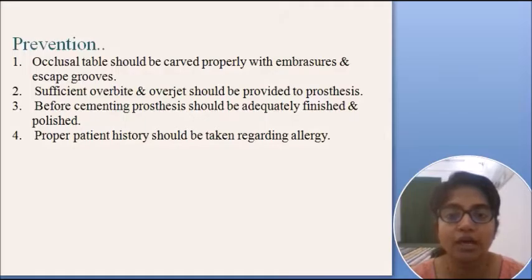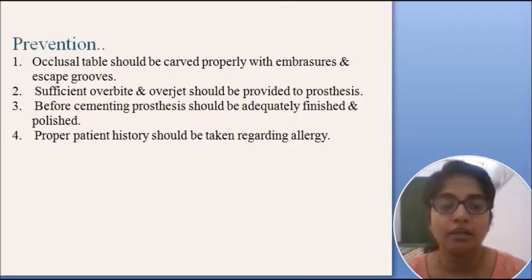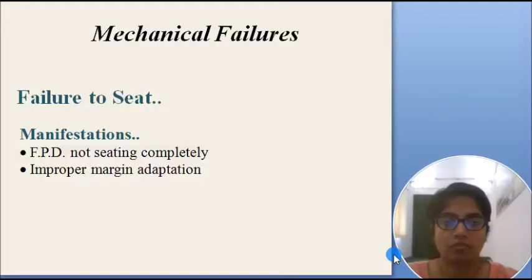Occlusal table should be carved properly with embrasures and escape grooves. Sufficient overbite and overjet should be provided to the prosthesis. Before cementing, it should be adequately finished and polished, and proper history for any allergy should be taken from the patient. So these are the factors which will give us very good upper hand to avoid the biological failures.